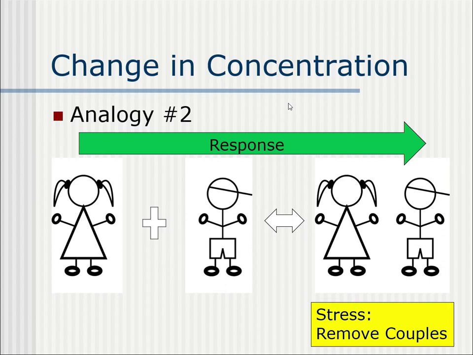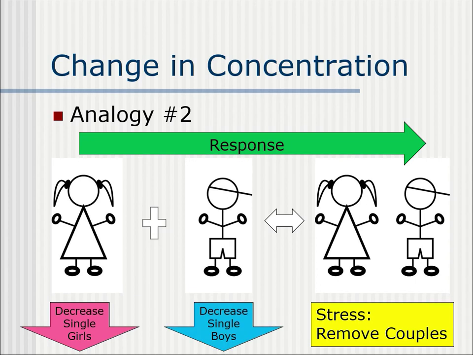And then we're going to ship them off, and they're going to have single boys and single girls, and you're going to find somebody who's appealing enough, and they're going to make more couples. So both the single boys and single girls are going to decrease as you remove the couples. So we remove the couples from the situation. It's going to make more couples. Remove, make more. Remove, make more. It's the opposite of our previous analogy.